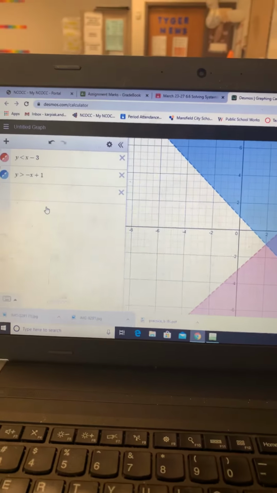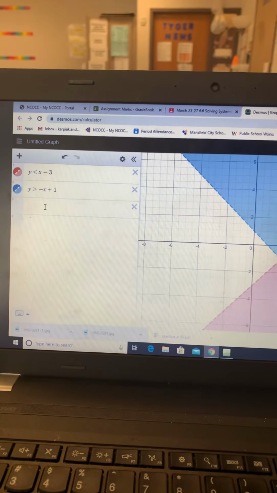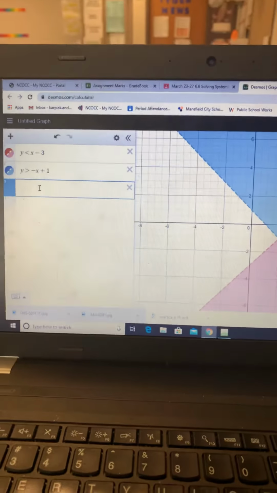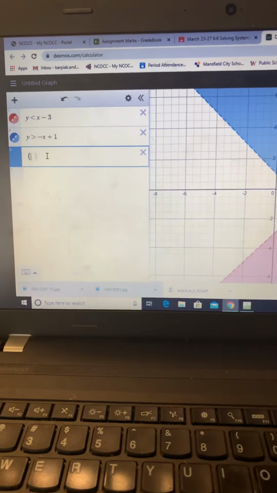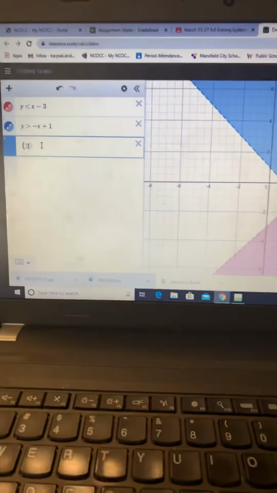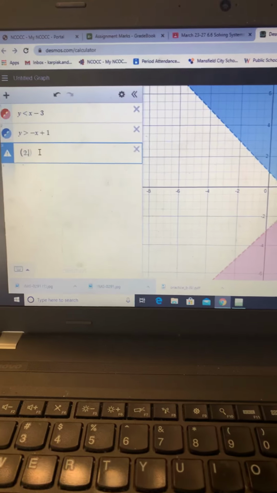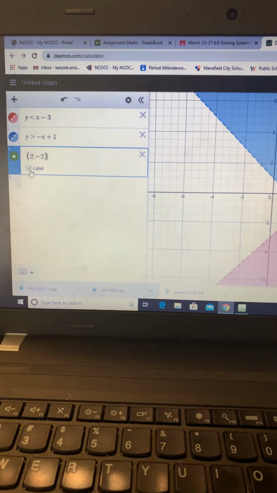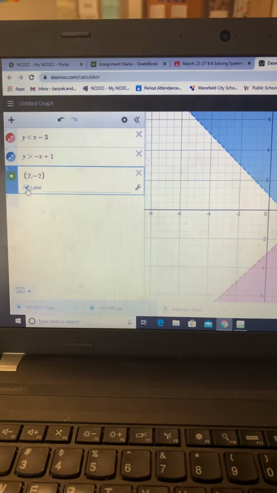So we're concerned about the points that are where this overlapping shaded area is. So in the problem, it asked us, does 2, -2 satisfy both of those equations? So we can go ahead and put those points in. So 2, -2. I can hit label if I'd like.